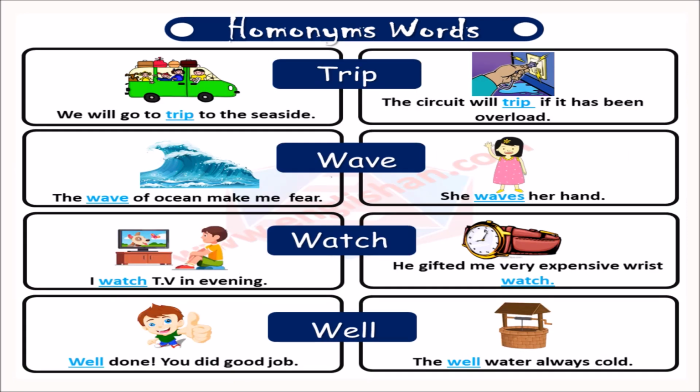Next we have trip. We will go to trip to the seaside. The circuit will trip if it has been overloaded. Next we have wave. The wave of ocean make me fear. She waves her hand. Then we have watch. I watch TV in evening. He gifted me very expensive wrist watch. Next we have well. Well done, you did good job. The well water always cold.